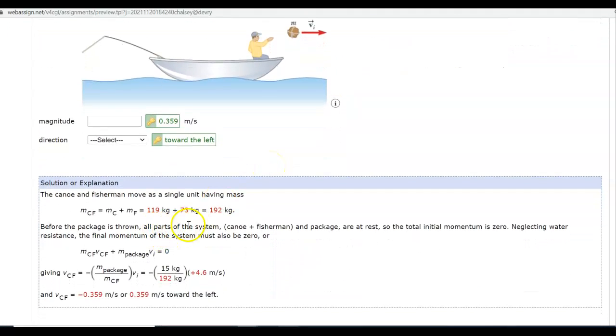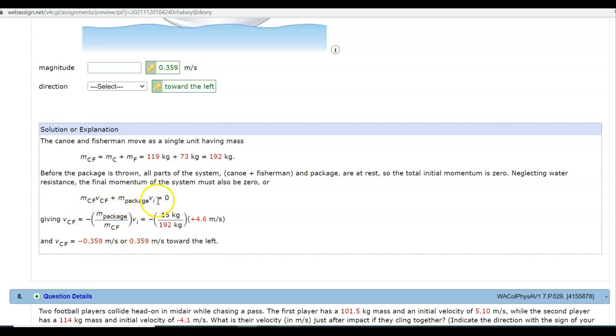Before the package is thrown, all parts of the system, canoe plus fisherman and package, are at rest, so the total initial momentum is 0. Neglecting water resistance, the final momentum of the system must also be 0. Or we look at the mass of the canoe fisherman times the velocity of the canoe fisherman plus the mass of the package times the velocity he threw it at. So yes, that's a complete sentence there. And all of that added together equals 0.